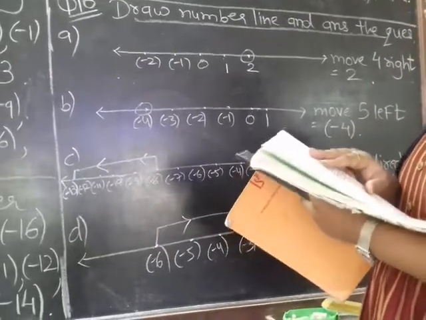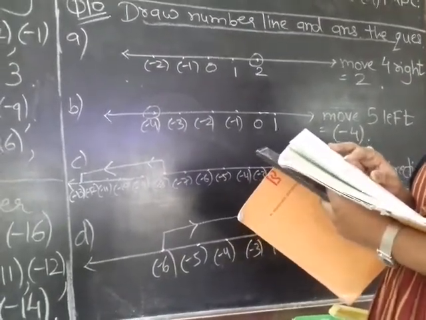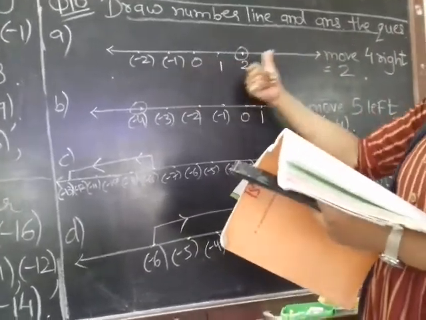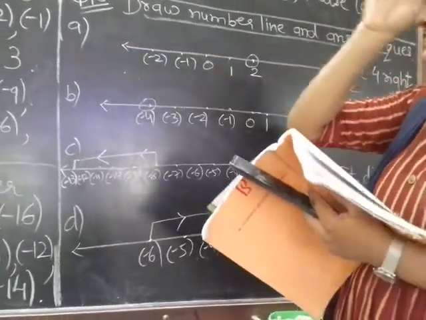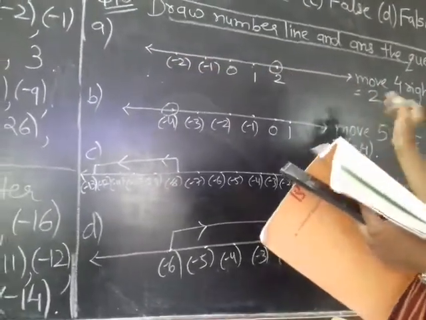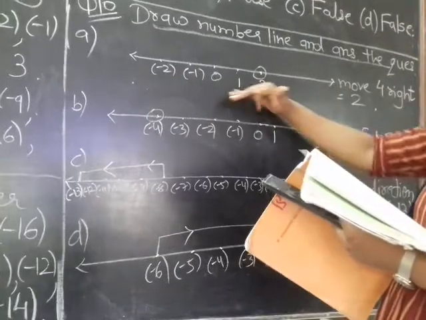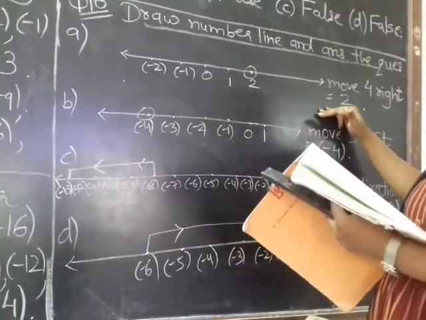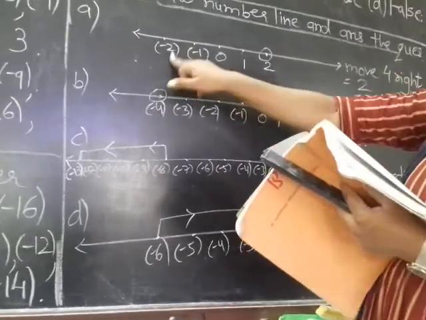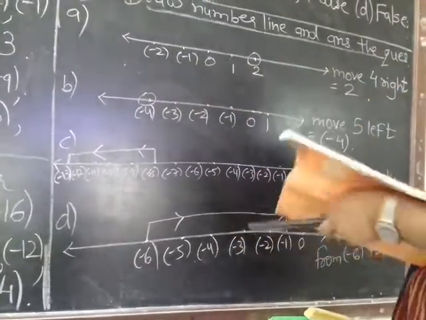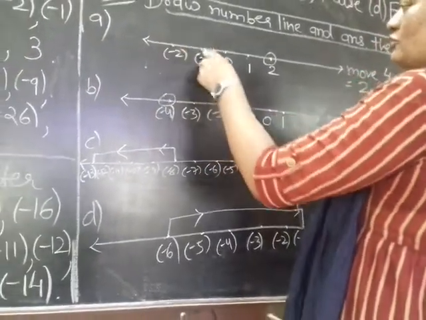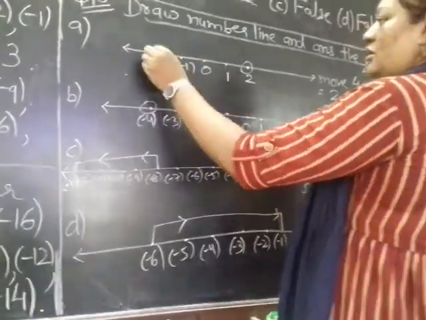Part A. Which number will we reach if we move 4 numbers to the right of minus 2? Please remember, this is the right side and this is the left side. The negative integers are always written on the left side and positive on the right side. If we want to move 4 right, we have to move to this side of the number line. From minus 2 we have to move towards the right direction 4. So where will it come? 1, 2, 3, 4.